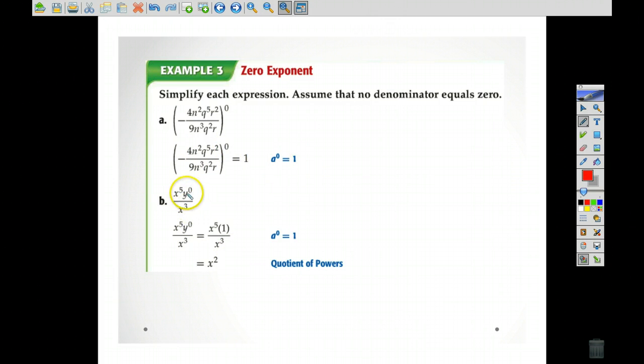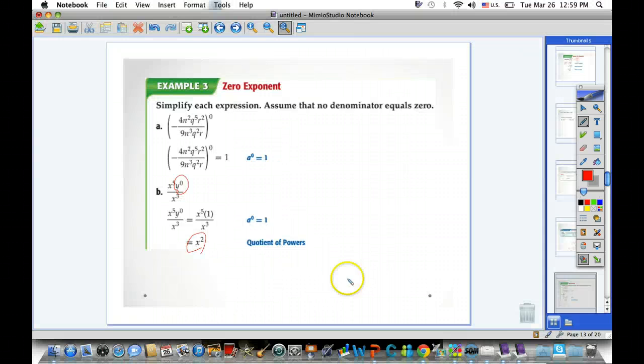Okay, so here to the 0th power, this y to the 0, that's the only part that's going to be 1. Okay, so now you have x to the 5th power times 1, so you don't have to really write that. X to the 5th over x to the 3rd, 5 minus 3 will be x to the 2nd power, and I will be right back.